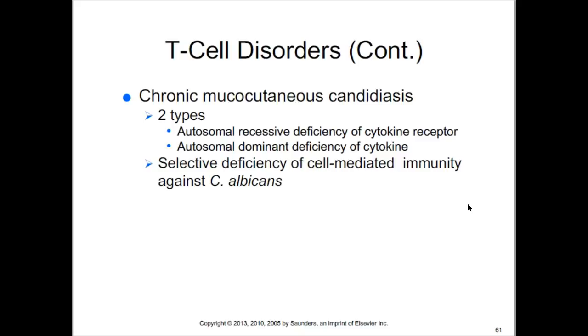And then chronic mucocutaneous candidiasis. There's two types, right? Either autosomal recessive deficiency or autosomal dominant deficiency. And it's basically against the Candida albicans.